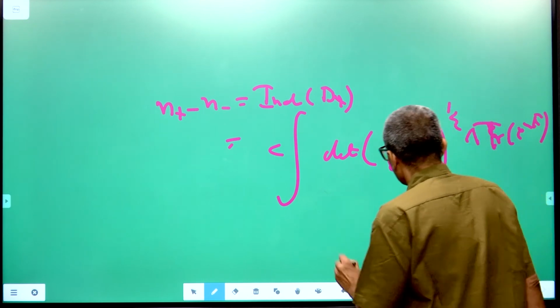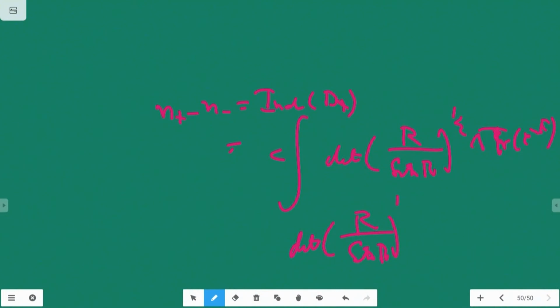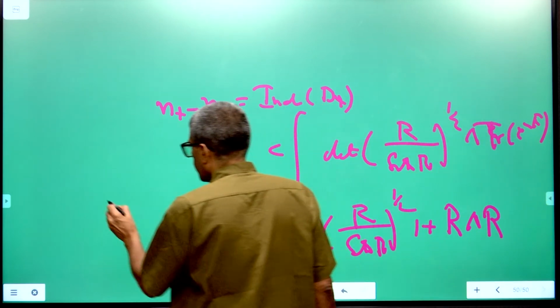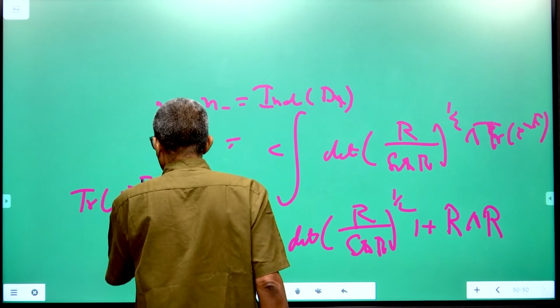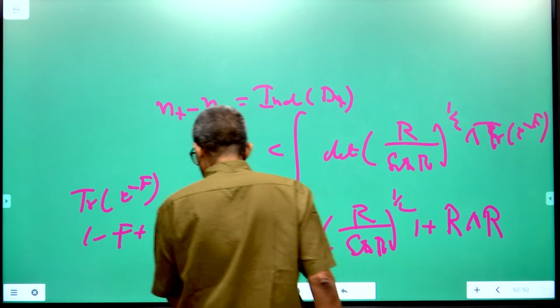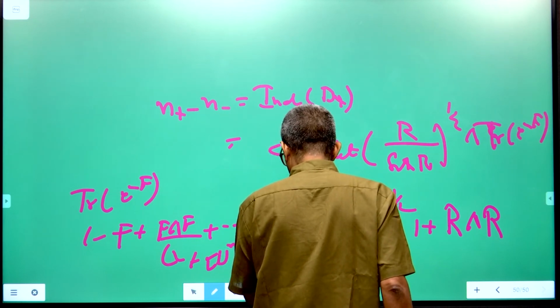You see, if you expand determinant of R by sinh R to the power half, it will start with degree 0 and then degree 2, because this is an even function of R. So the first non-trivial term will be 1 plus R wedge R, it will start with 2. Whereas the trace of e to the power minus F will have F1 minus F plus F wedge F by 2 factorial plus etcetera, plus minus 1 to the power n F wedge, extra wedge, F to the power n by factorial n, and so on.